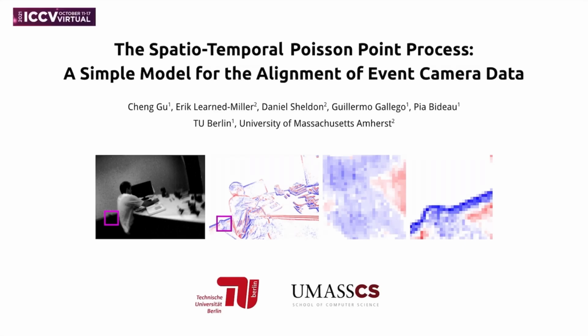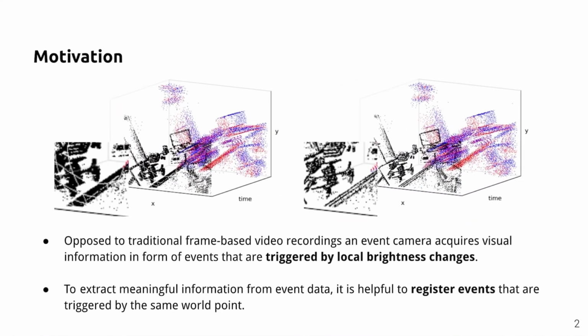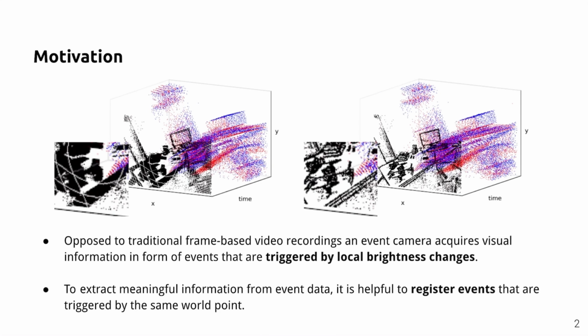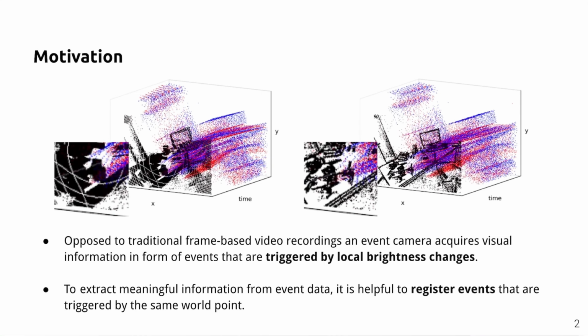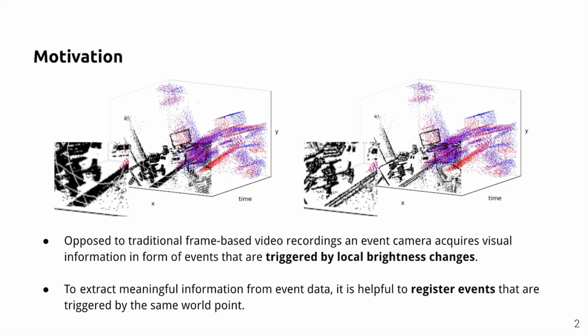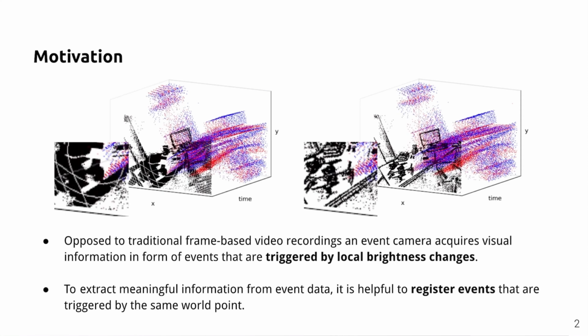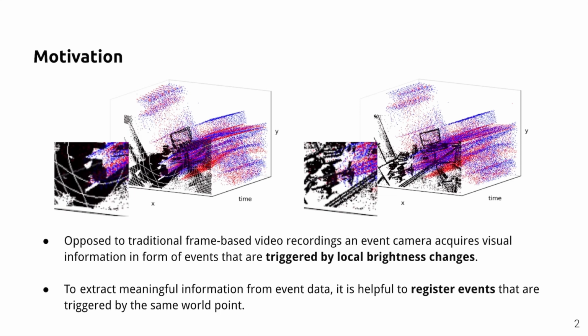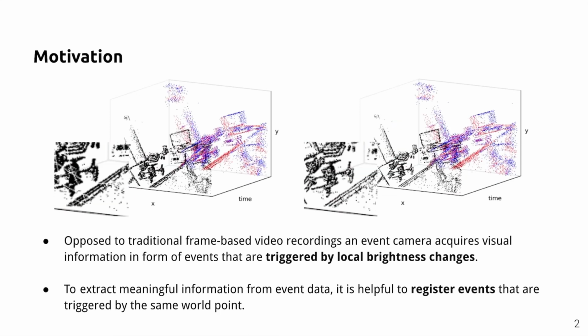In this work, we present a new model for the alignment of event data, the spatio-temporal Poisson point process. Event cameras provide a natural and data-efficient way of capturing visual information. The way of acquiring this visual information, however, differs significantly from traditional frame-based video recordings, where frames are recorded at a fixed rate, usually 30 frames per second.